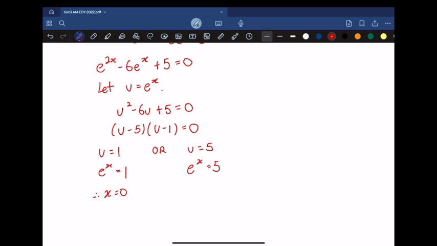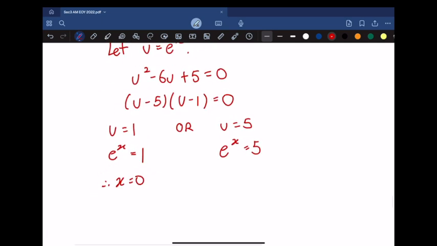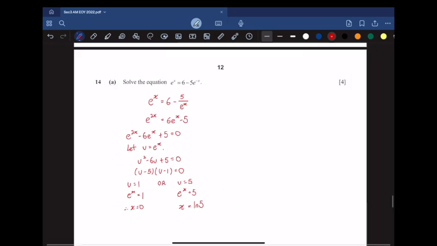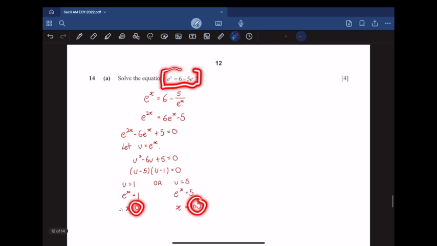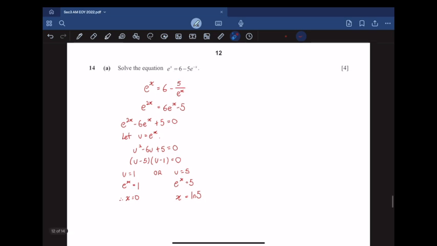When e^x is equal to 5, to solve this, we take ln on both sides. x is simply equal to ln 5. Yep, and there we have it, the solution for this equation. Then what you just need to do now is to sub back into the equation to check whether this solution satisfies the original equation. Because if not, you will have to reject the solutions. So that is the solution for question 14 part A.